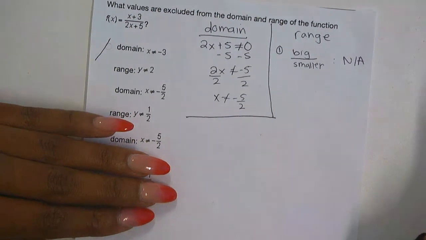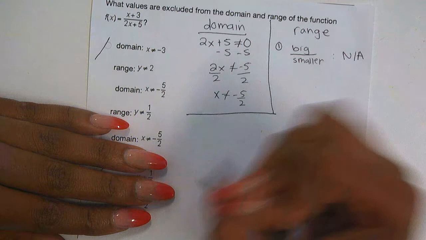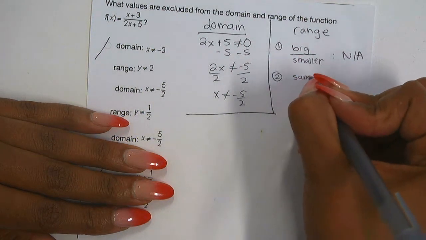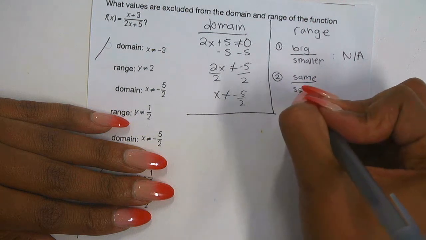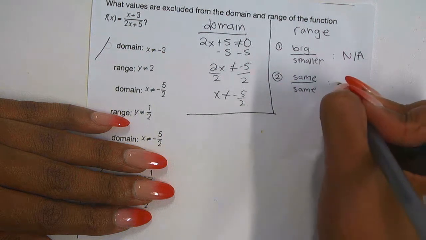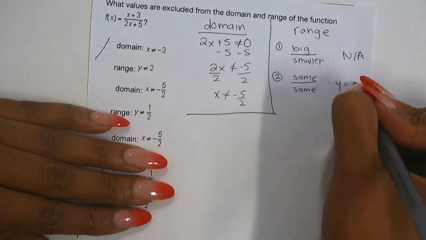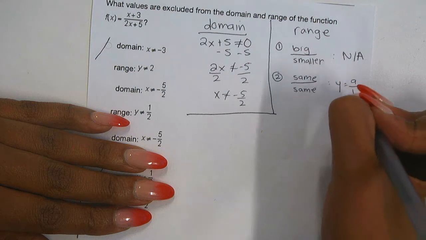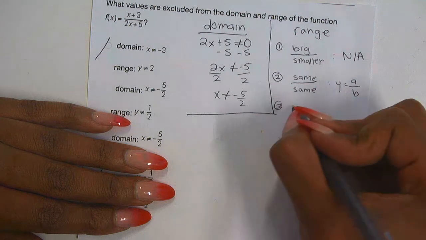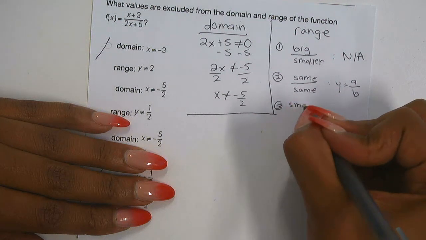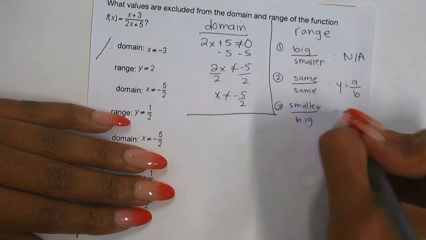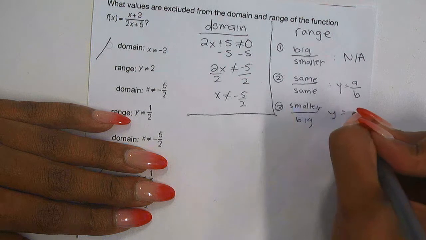If it is the case that I have the same exponent on the top and the bottom, then I have the coefficient, the ratio of my coefficients. If it is the case that my numerator is smaller than my denominator, then it is the case that y is equal to 0. Okay, so let's look at our function here.